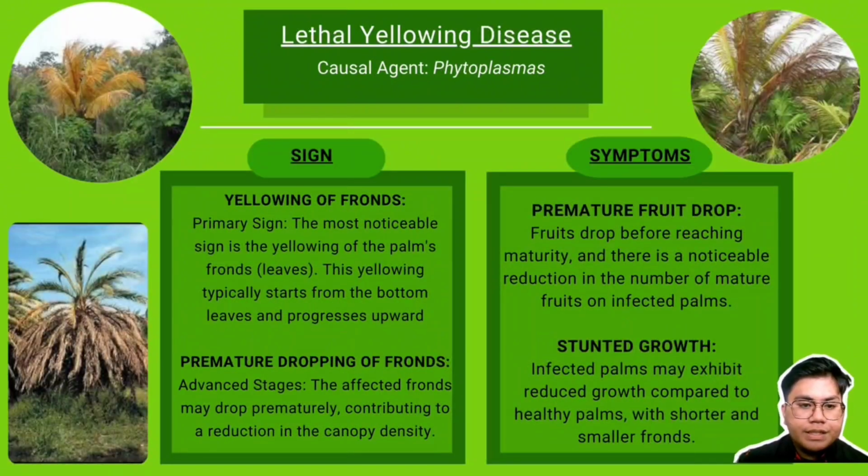Following that, the next disease is lethal yellowing disease. Lethal yellowing disease is a serious disease that affects various species of palms, including oil palms. It is caused by a phytoplasma, which is a type of microscopic organism that is similar to bacteria. Usually, it is transmitted by insect vectors, particularly plant hoppers.